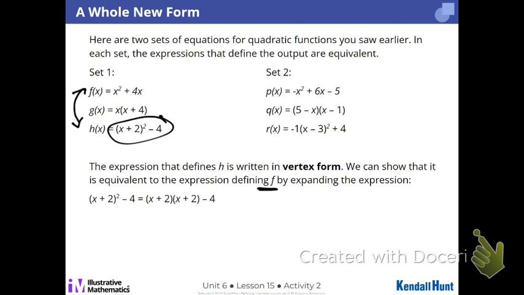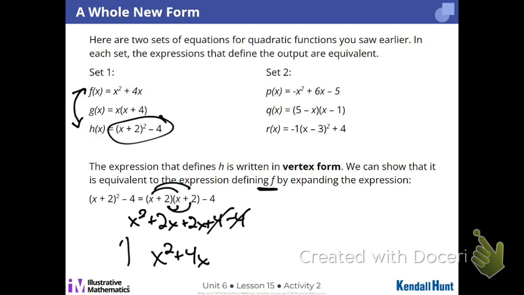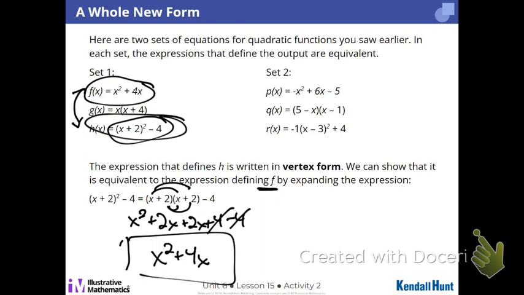If you don't do that, you're likely to get it wrong on the quiz. I'm just letting you know. I'm going to distribute my x and get x squared plus 2x. I'm going to distribute my 2, get 2x plus 4, and then I got a minus. Don't forget that minus 4. What do you know has happened with these 4s? They're canceling. And I'm left with x squared plus 4x, which means that f of x and h of x must be the same.